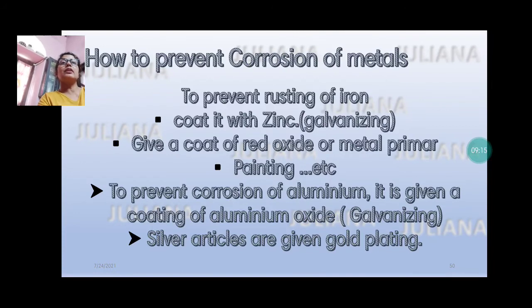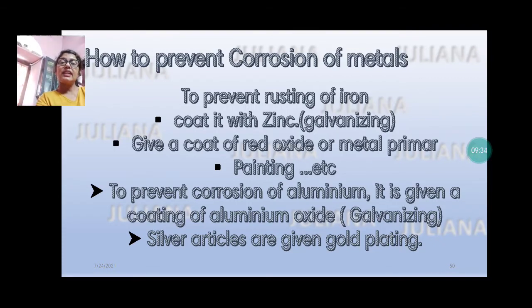Now, there are some ways to prevent the corrosion of metals. To prevent rusting of iron, what is done? We normally give it a coating of paint, or iron oxide is added, so that the original iron will not undergo the oxidation reaction. So coat it. Another way is galvanizing.